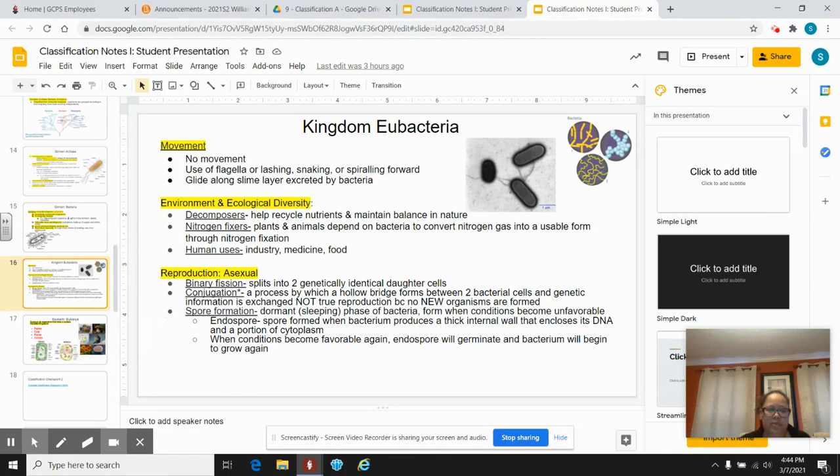So here's just another breakdown of the kingdom Eubacteria. This is giving you a little bit more information about the movement, where you find them, and their reproduction. They're all asexual reproducers, but there's different ways to do that. Pause and read through it.